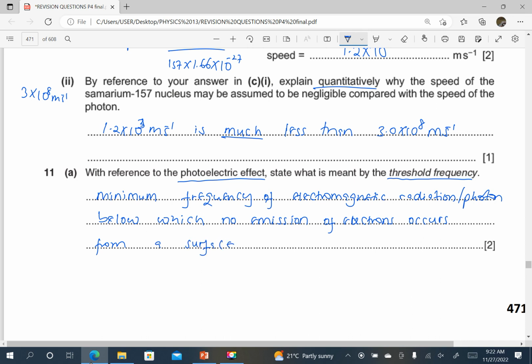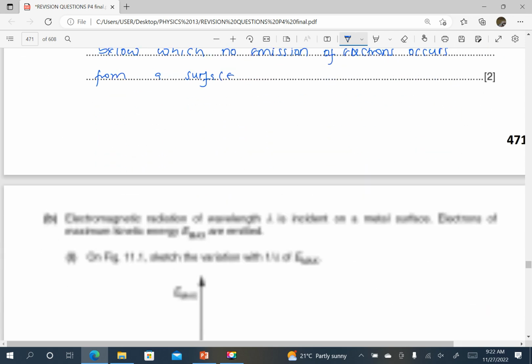If the energy of a photon is less, if the frequency of a photon is less than the threshold frequency, it will not cause an electron to leave a surface. That is the threshold frequency. Okay.